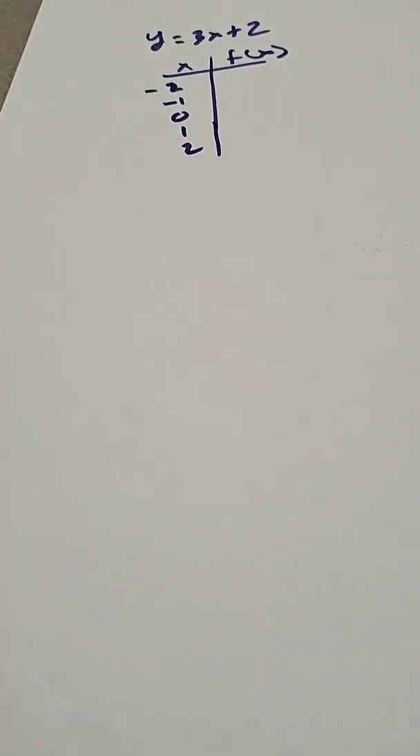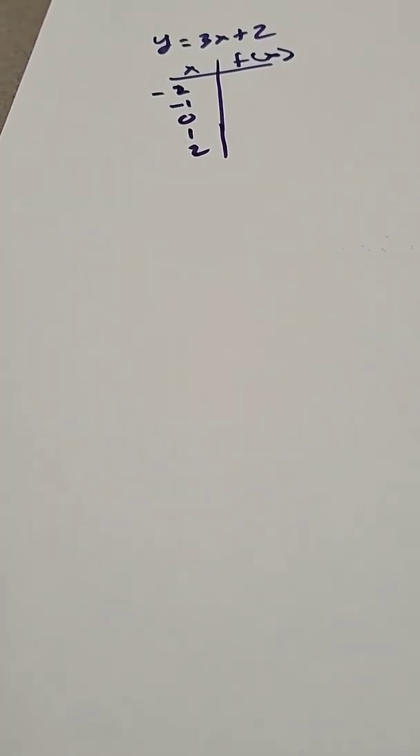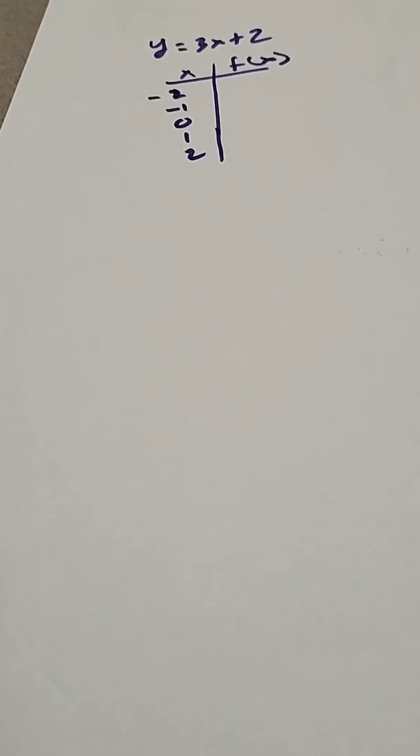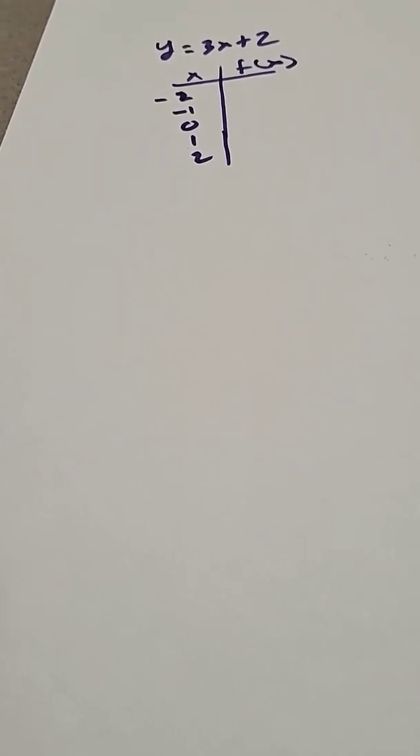So what we can do is plug in random numbers. We can make a t-chart with x and f of x. Let's just do -2, -1, 0, 1, and 2. So let's do 5 points. 5 points is more than enough to see how a graph transforms and behaves.